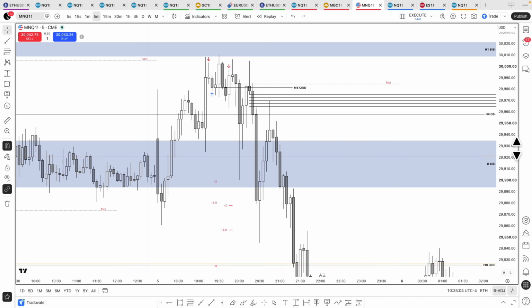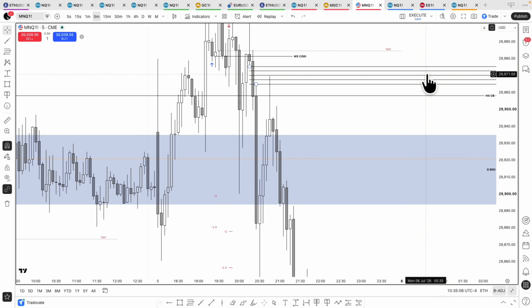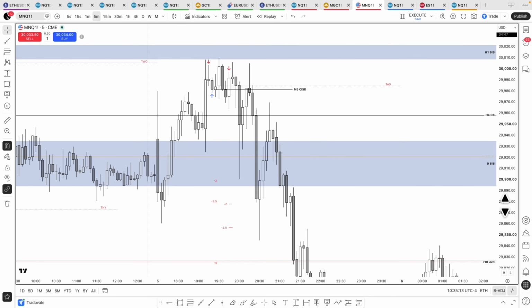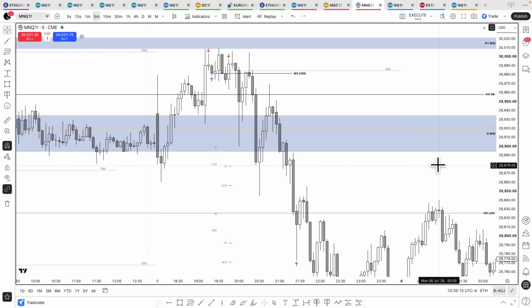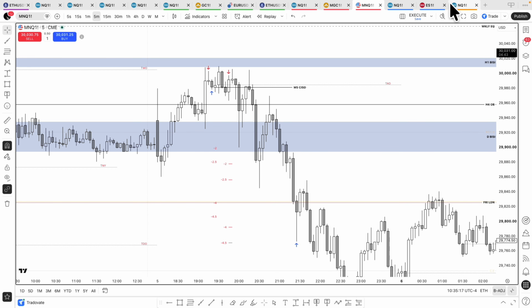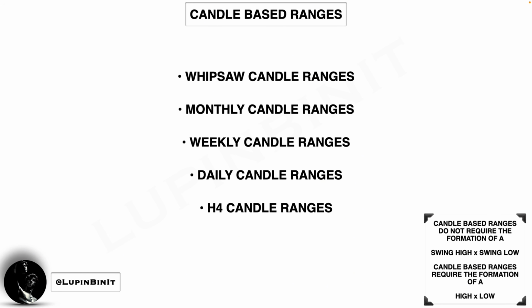Where does the wick go? Wicks are doing the damage. It can't even damage above the consequent encroachment of this respective fair value gap. Very nice to see. And like I just mentioned, absolutely any PD array you can look to do that with as well. And then we have candle-based ranges.